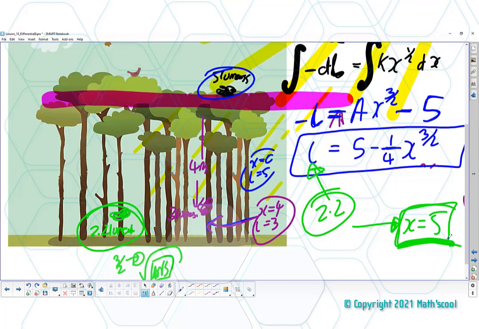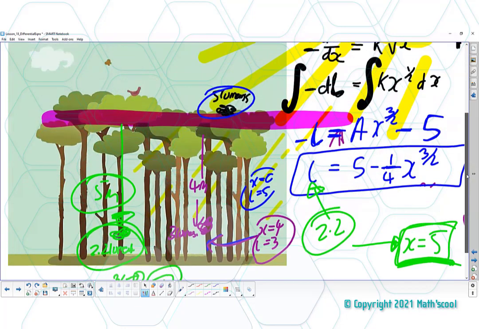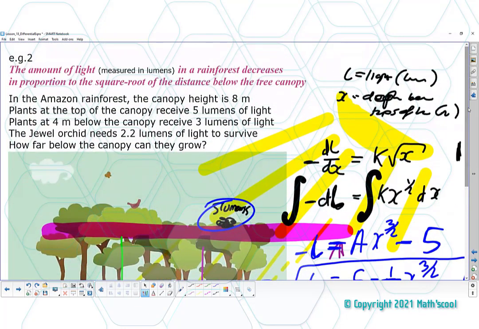X is 5. So it's got to live 5 meters below. You know, that's actually true. I actually looked all of that up. What height does a jewel orchid live? What light level does it need? I looked it up, and that's actually true. You can check it out. I don't just make up any old random questions.